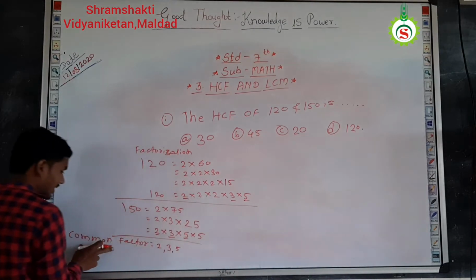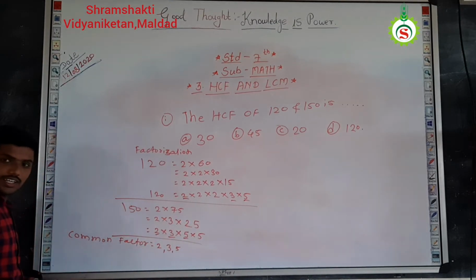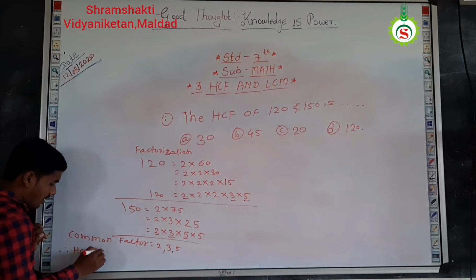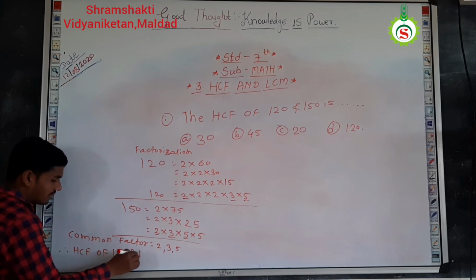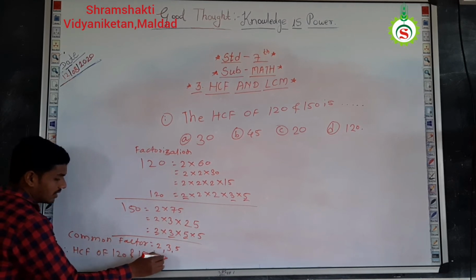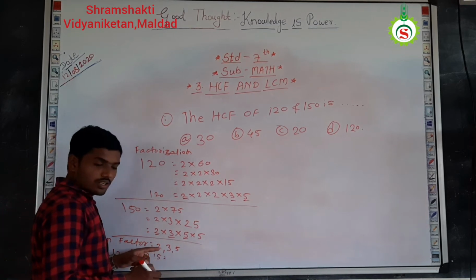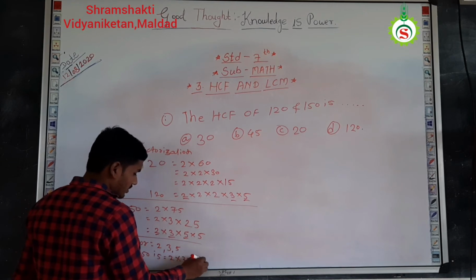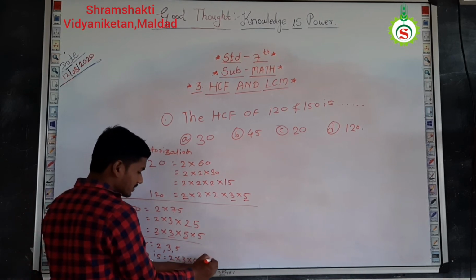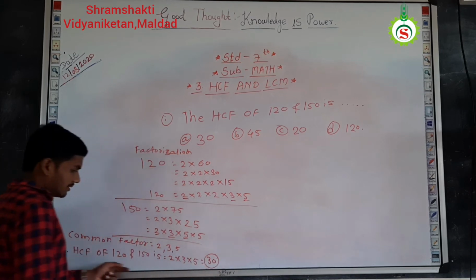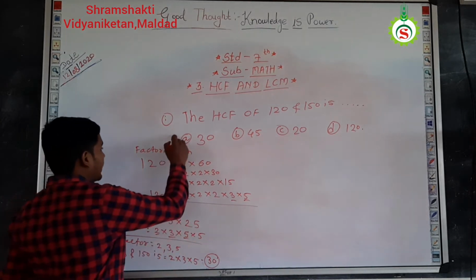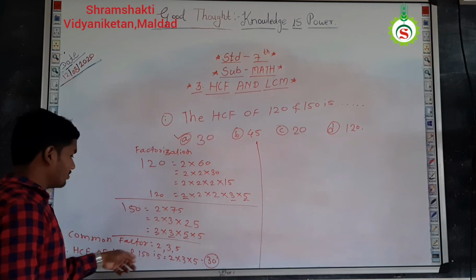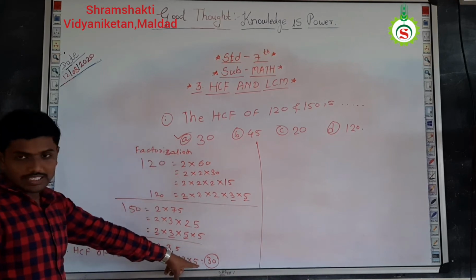So which are the common factors? 2, 3, 5. If I want to find the HCF, HCF of 120 and 150 is equal to the product of all the common factors. So 2 into 3 into 5. 2 3s are 6, 6 5s are 30. So what is the HCF? 30. So option A is correct. That means we have found that the HCF of 120 and 150 is 30.